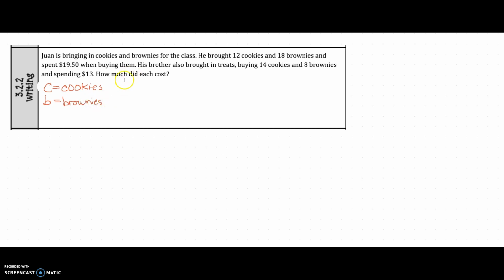And then we want to start writing our equation. So there's always going to be two parts to this. The first part is that he had 12 cookies and 18 brownies and spent $19.50 when buying them. So we have 12C plus 18B, and that should equal 19.50.